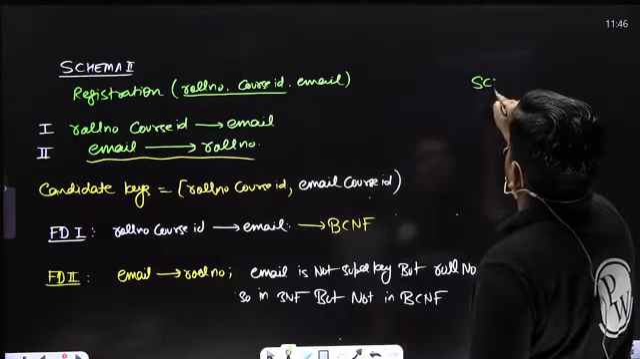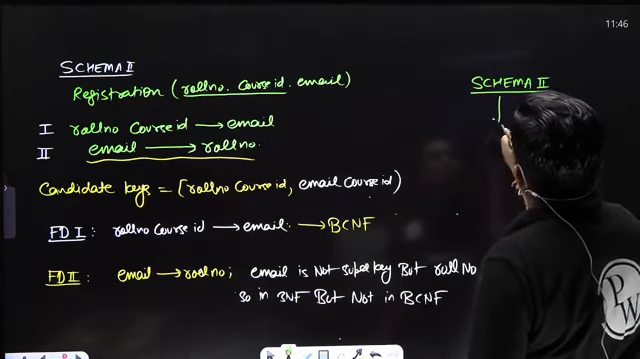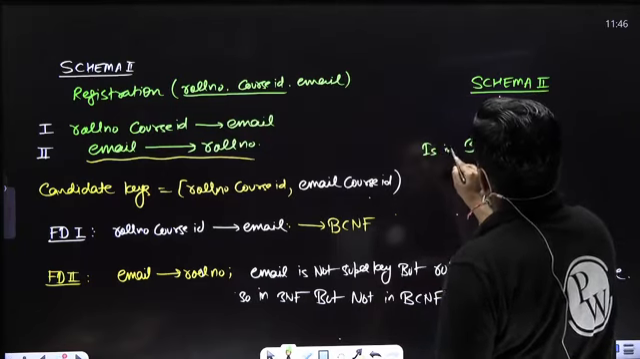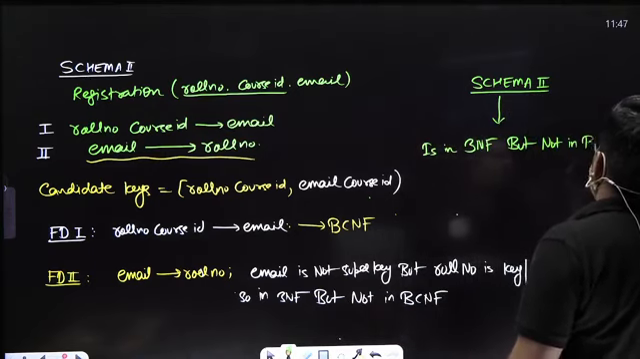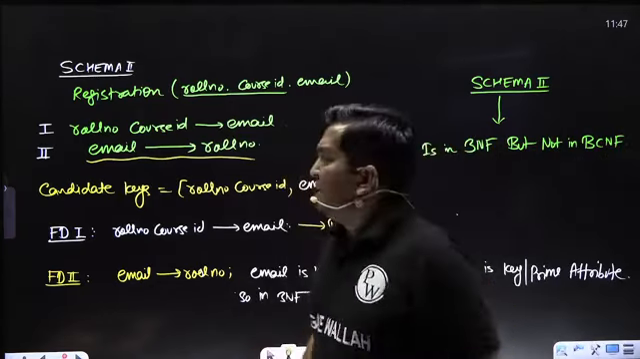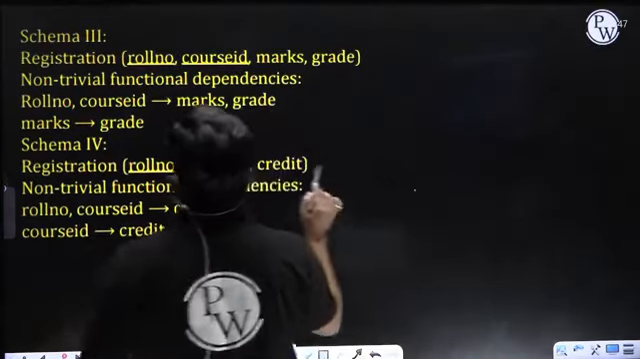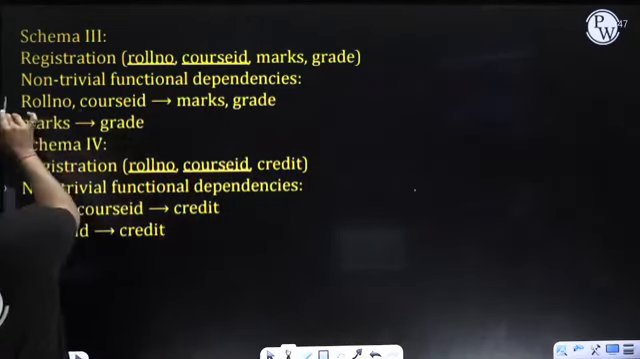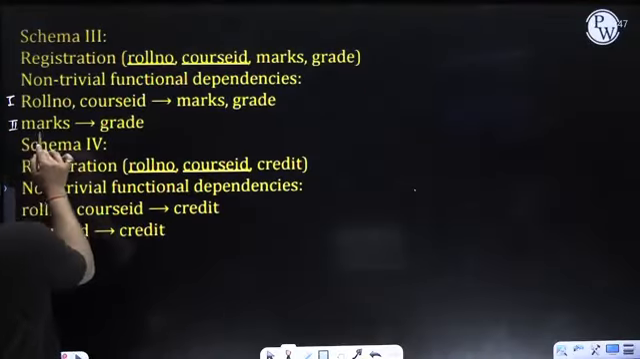For schema second, we can say it is in 3NF but not in BCNF, my dear. Now check for schema third. My dear, here it is mentioned roll number and course ID determine marks, and marks determine grade. Okay, this is FD first. Second FD, my dear, marks say grade.